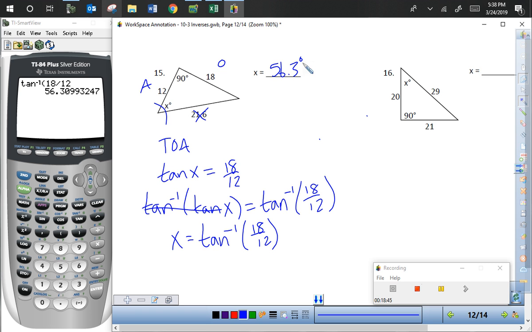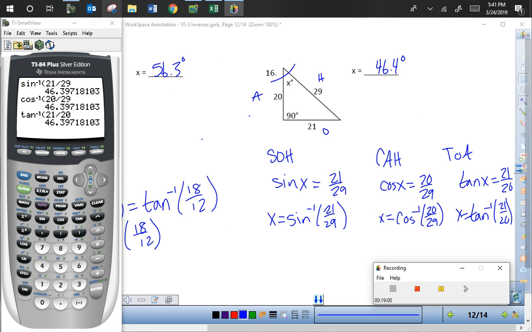It doesn't ask us to solve for the other angle. Go ahead, pause the video, and pick any trig ratio on the next one to solve for that angle for me. Remember, no matter which one you choose for these 3, you should come up with the same answer. And that answer here is 46.4 degrees. Now, just for a heads up, next time we are going to be solving for both sides and angles.